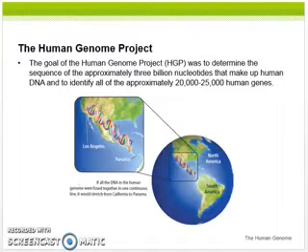The goal of the Human Genome Project, HGP, was to determine the sequence of the approximately 3 billion nucleotides that make up human DNA and to identify all of the approximately 20,000 to 25,000 human genes.